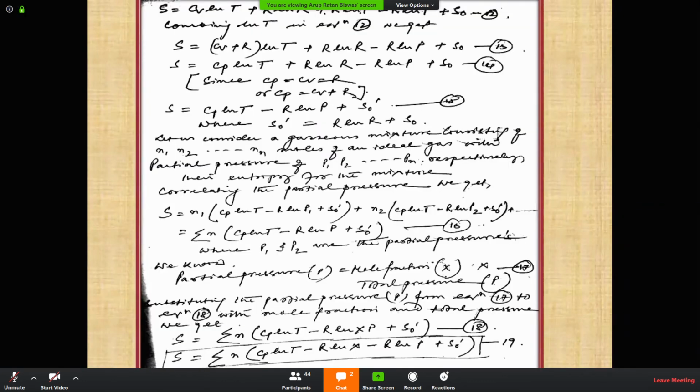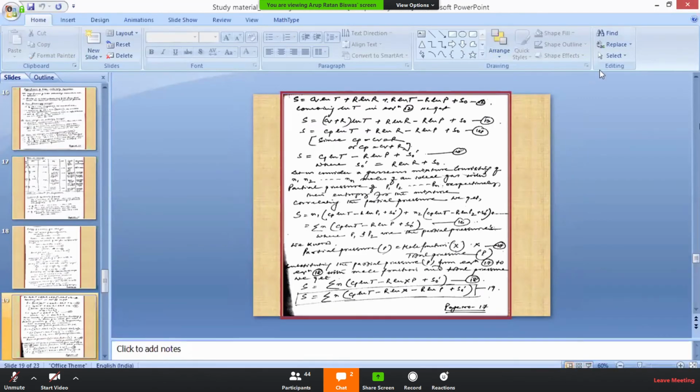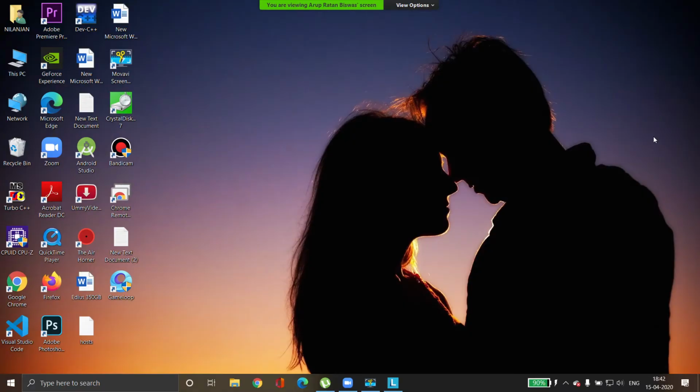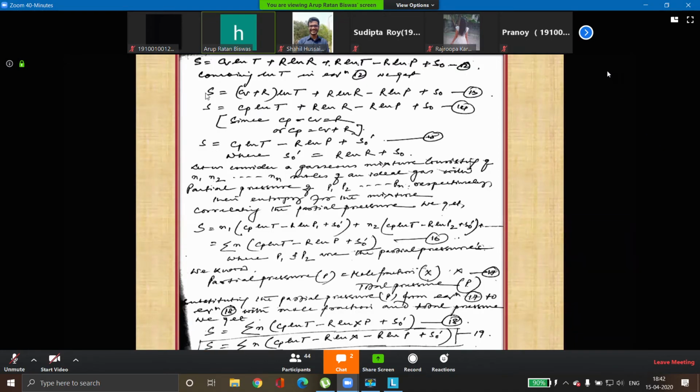Now moving to the next part. As I told you, S equals Cv ln T, and instead of writing R ln V, we wrote R ln RT by P. So it becomes R ln R plus R ln T minus R ln P, and this equation now becomes S equals, taking Cv plus R common, ln T, plus R ln R minus R ln P. So accordingly, we come to a conclusion that, now let us consider, this is one part of the equation.